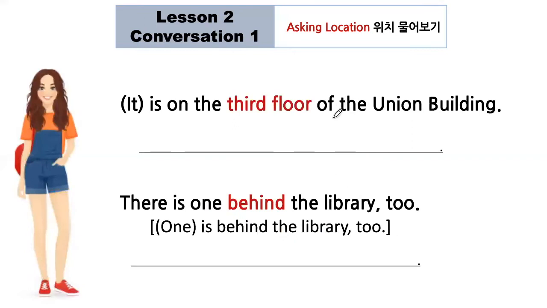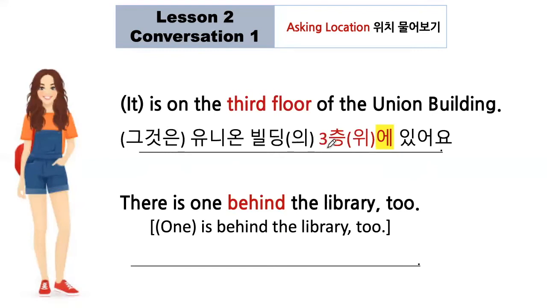The next one is, it is on the third floor of the Union Building. We omit the subject part. Listener and speaker know what they are talking about, so it is unnecessary information. We just delete it. So we say, from this part, Union Building 3층에 있어요. So this third floor, the Union Building 3층, this whole information is adverb, right? So after this adverb, we put adverb marker, which is 에. Adverb, especially place information marker, 에.